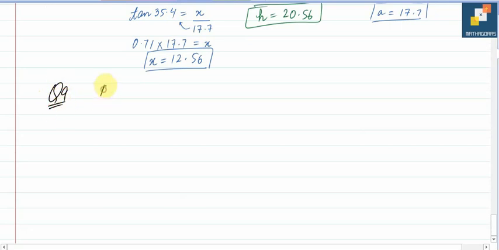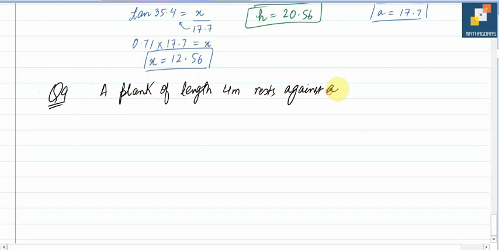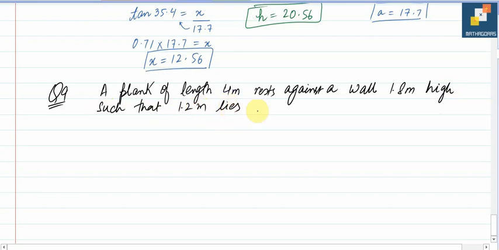It says a plank of length 4 meter rests against a wall 1.8 meter high such that 1.2 meter lies beyond the wall. Find the angle the plank makes with the wall.